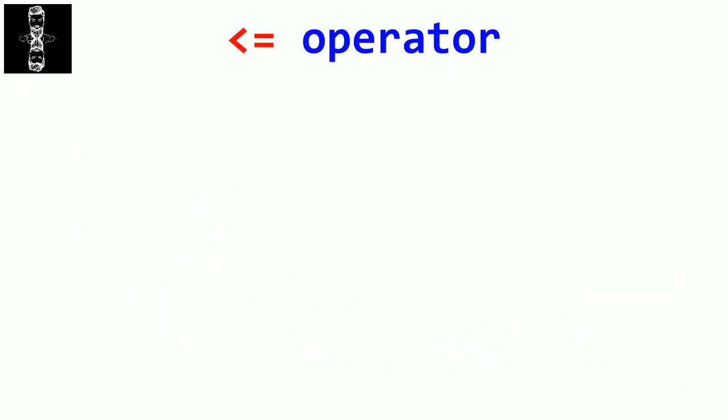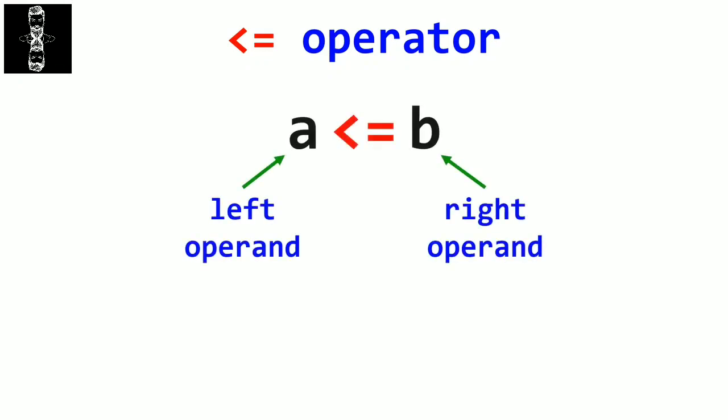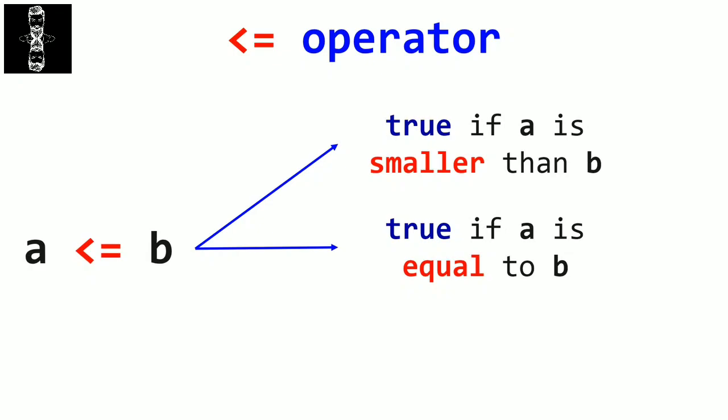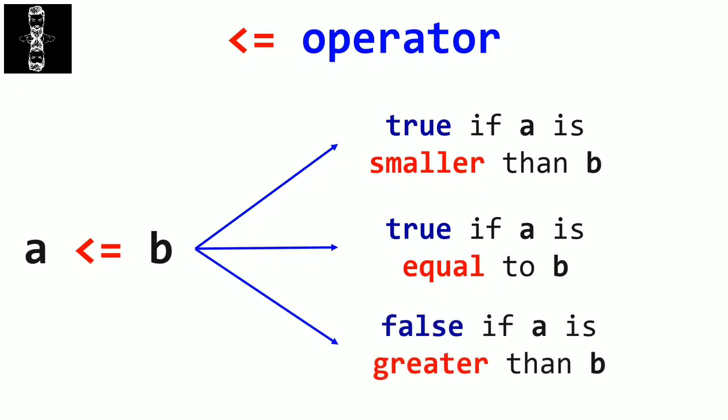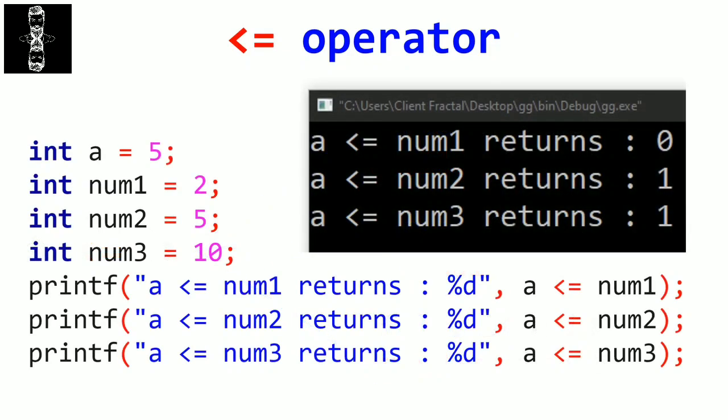Last relational operator is the smaller than or equal to. It's represented by this symbol, smaller than symbol followed by an equal sign. You would have guessed, this one returns true when the left element is smaller than or equal to the right one, so it returns false only when it's strictly greater, as we can see in these examples.